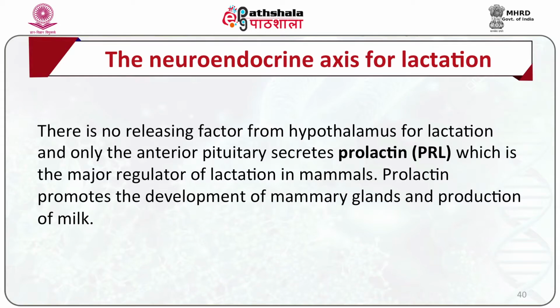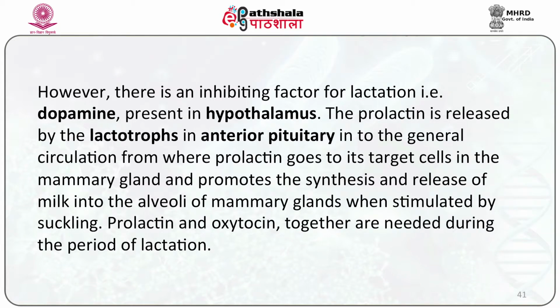The next axis is the neuroendocrine axis for lactation, also known as the lactotrophic axis. There is no releasing factor from the hypothalamus for lactation, and only the anterior pituitary secretes prolactin, which is a major regulator of lactation in mammals. Prolactin promotes the development of mammary glands and the production of milk. However, there is an inhibiting factor for lactation, that is dopamine, which is present in the hypothalamus.